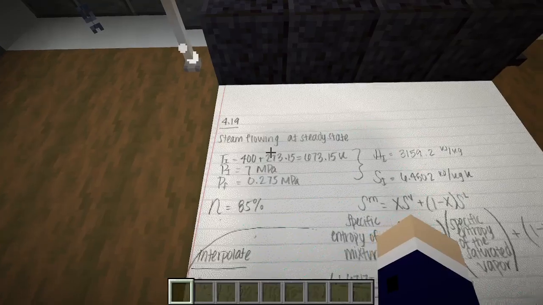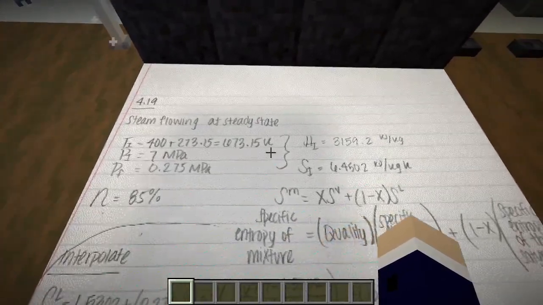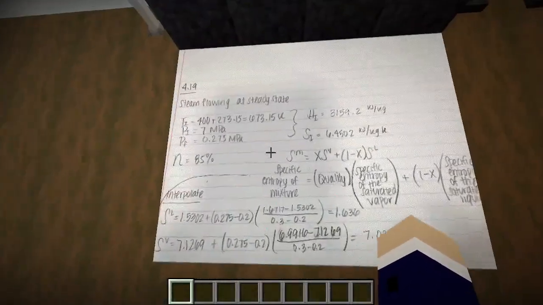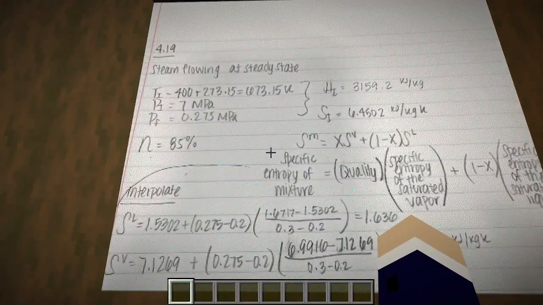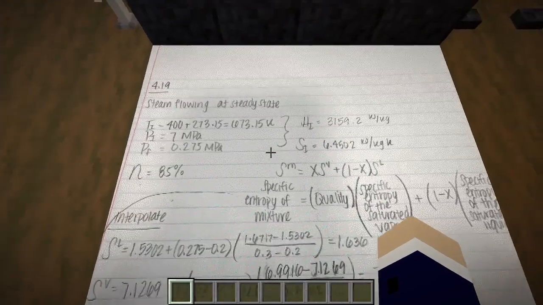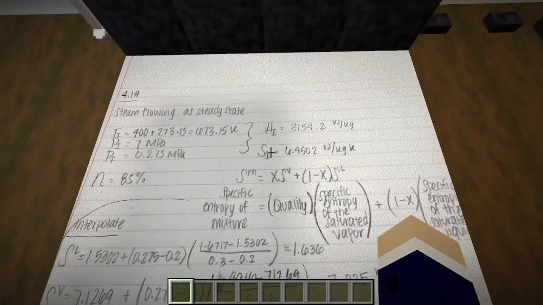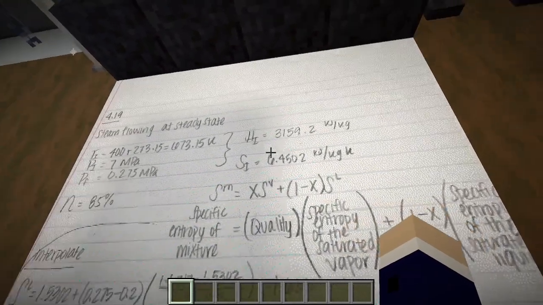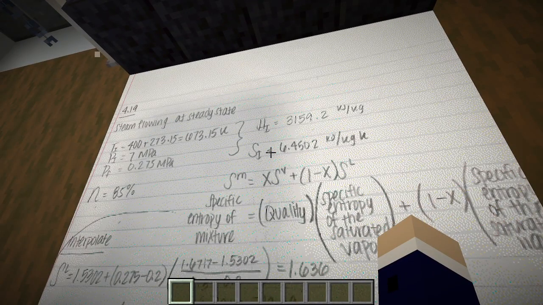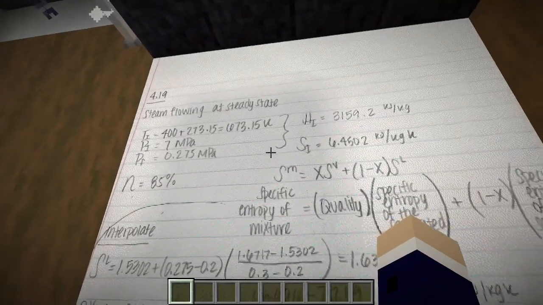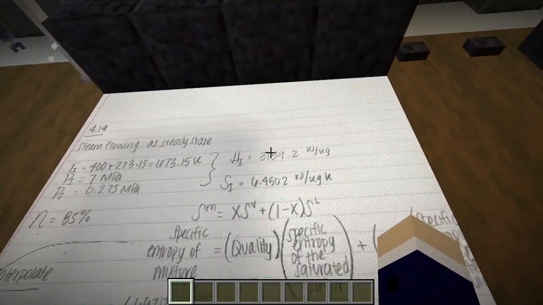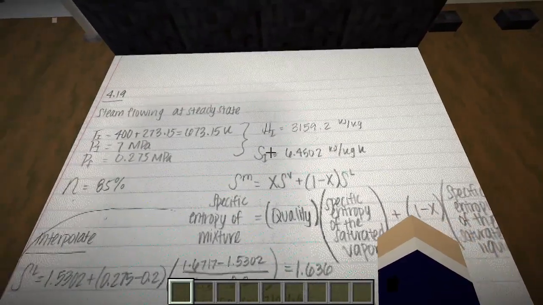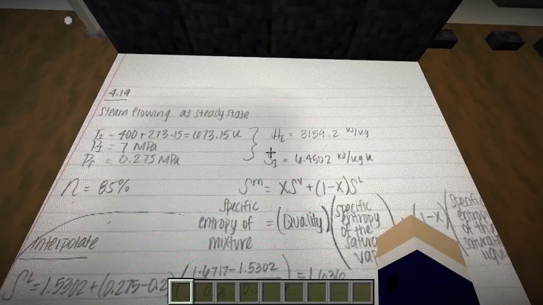We converted temperature to Kelvin in case we ended up needing it in the future. I don't believe we ended up needing it, but that's okay. We went to the pressure and temperature tables, and we found H_i and S_i for our temperature of 400 C and 7 MPa. With these numbers, we were able to begin working with our problem.